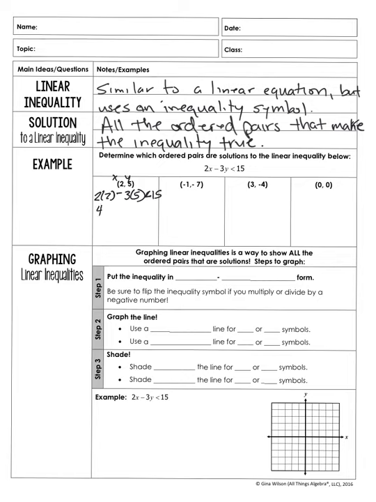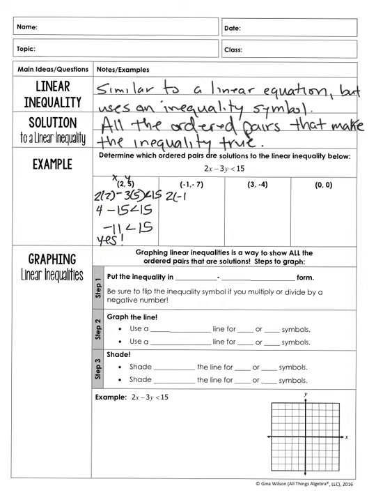2 times 2 is 4. 3 times 5 is 15. 4 minus 15 is negative 11. And is negative 11 less than 15? Yes. This is the solution.